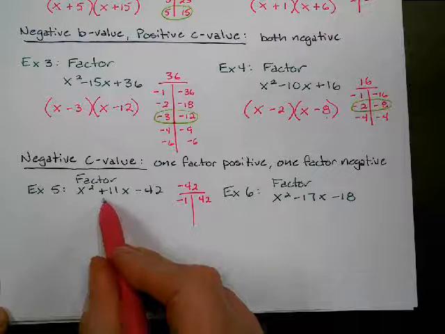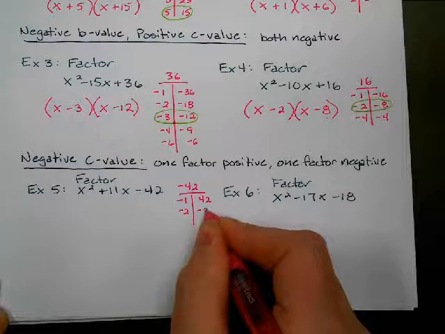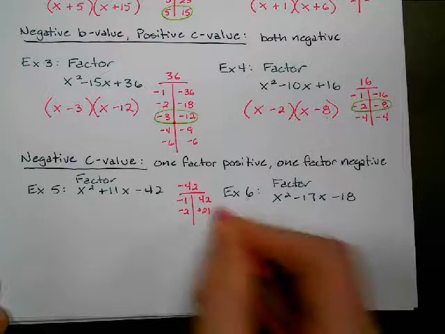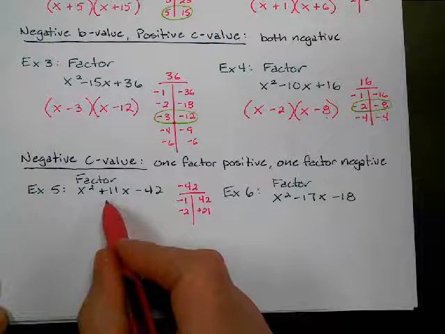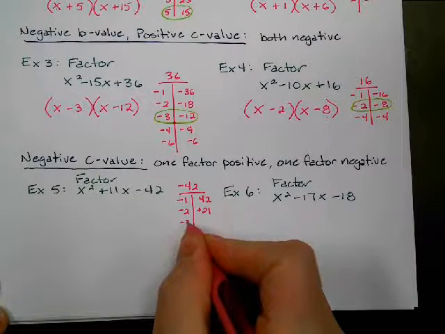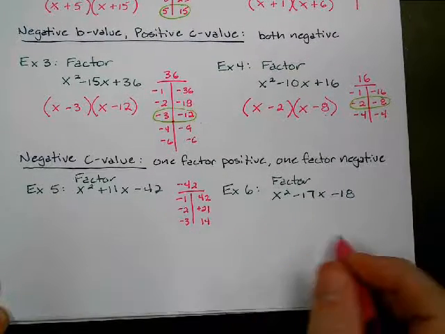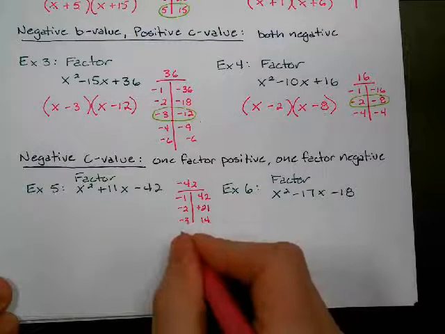Okay, keep on moving. We're going to do -2 and +21. So here I get +19. We're closer to 11, but not quite there. 3, yep, 3 works. -3 and +14. Any other numbers? 4, no. 5, no. 6, yes. -6 and 7.